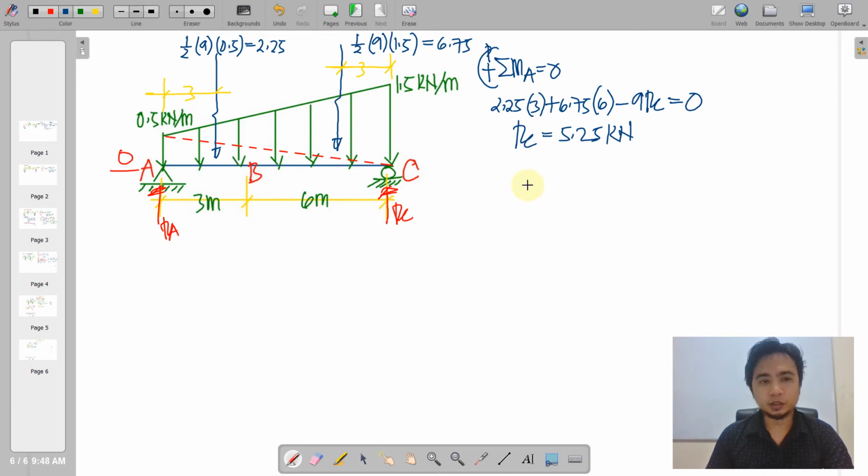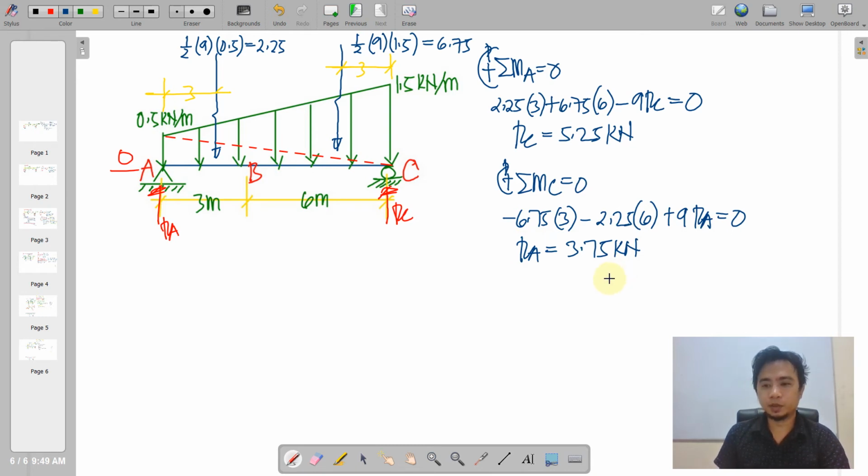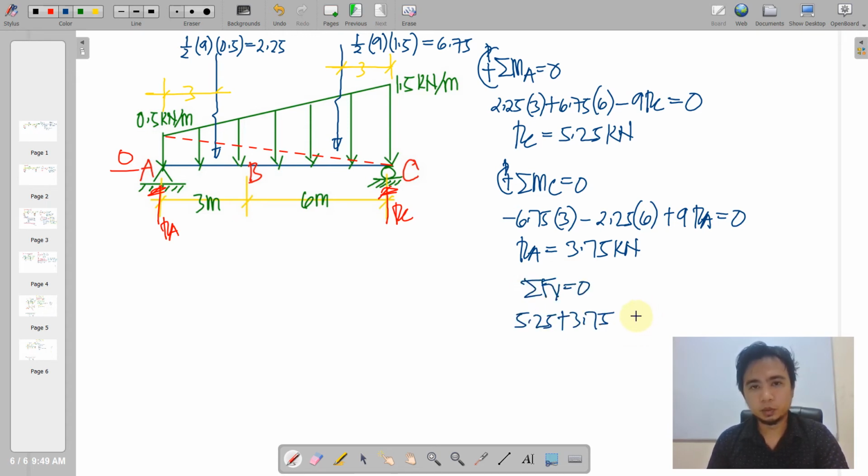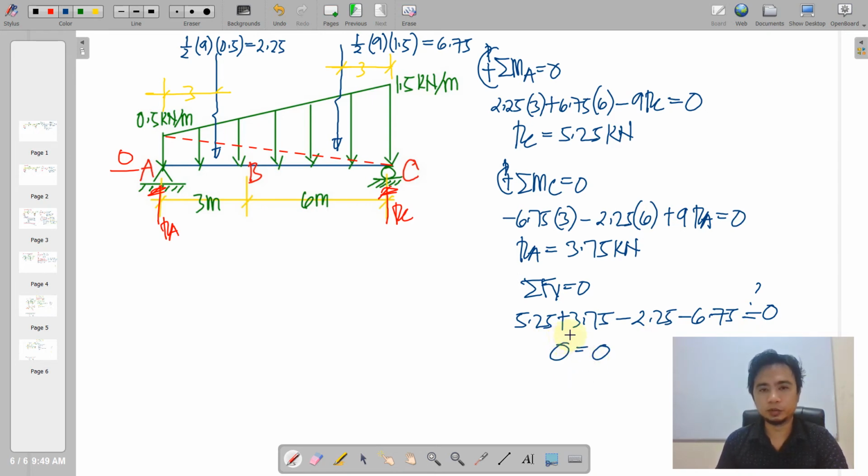So for the other reaction, we have summation of moments at C is equal to 0. We have here a counterclockwise times its moment arm. Another counterclockwise times its moment arm, 6 plus 9 RA is equal to 0. So RA is equal to 3.75 kilonewton. So by checking, we take equilibrium equation along the vertical axis. So we add the upward forces and we less the downward forces. So is it equal to 0? So really it is equal to 0. So therefore we are assured of our reaction.